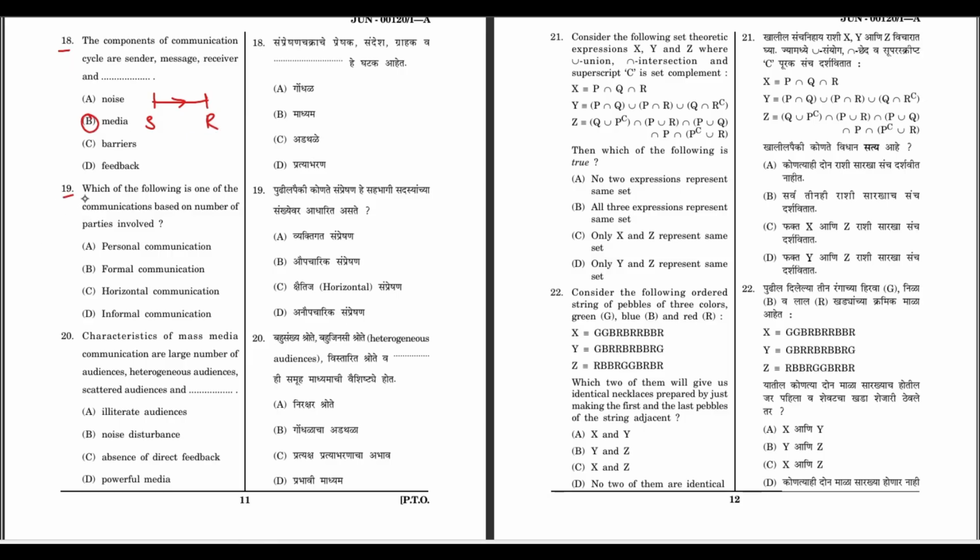Next, which of the following is one of the communication based on number of parties involved? Personal communication, formal communication, horizontal communication, or informal communication? Correct answer is horizontal communication. Horizontal means at the same level of communication.